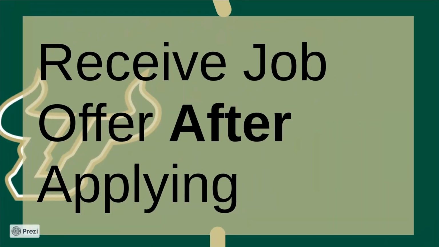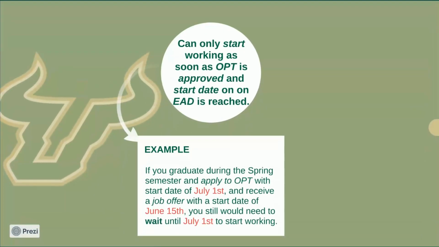If you receive a job offer after applying, but its start date is before your OPT start date, you can only start working as soon as your OPT is approved and the start date on your employment authorization document is reached. For example, if you graduate during the spring semester and apply for OPT with the start date of July 1st and then receive a job offer with the start date of June 15th, you would still need to wait until July 1st to start working. This is because you can only begin employment once your OPT is approved and the start date on your EAD has arrived.